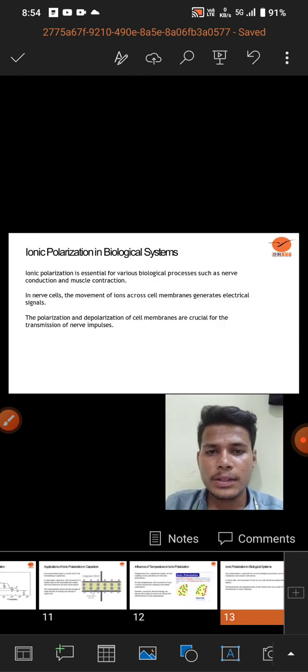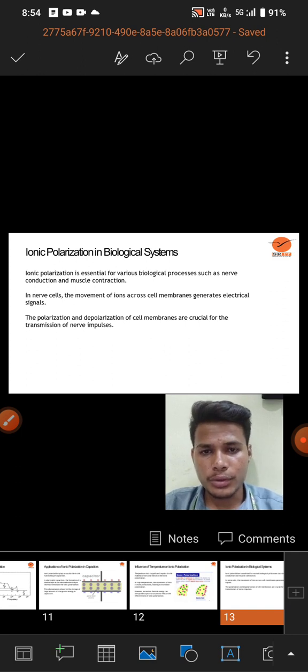Ionic polarization in biological systems. Ionic polarization is essential for various biological processes such as nerve conduction and muscle contraction. In nerve cells, the movement of ions across cell membranes generates electrical signals. The polarization and depolarization of cell membranes are crucial for the transmission of nerve impulses.